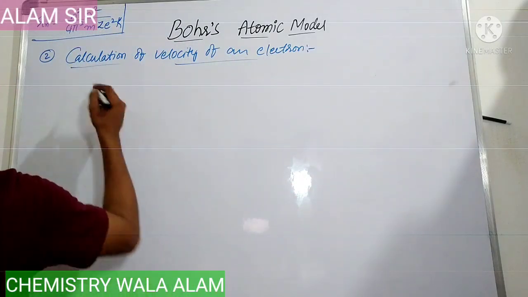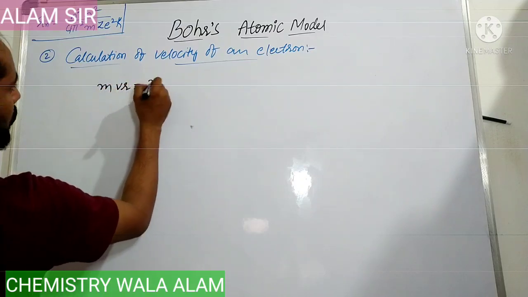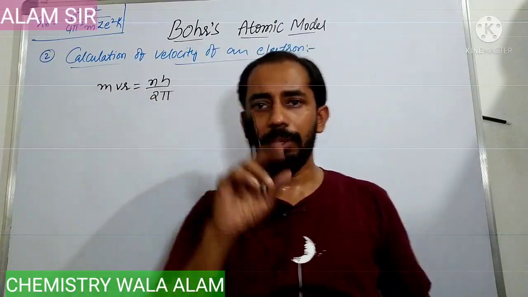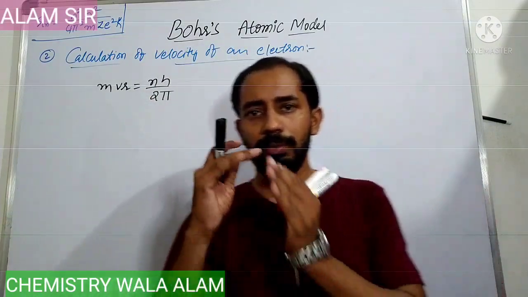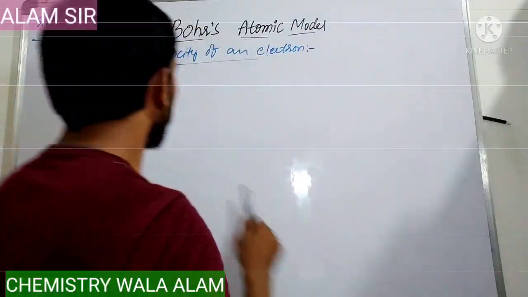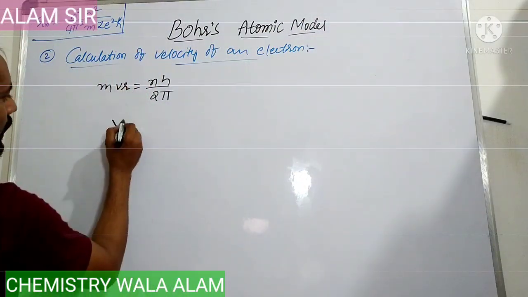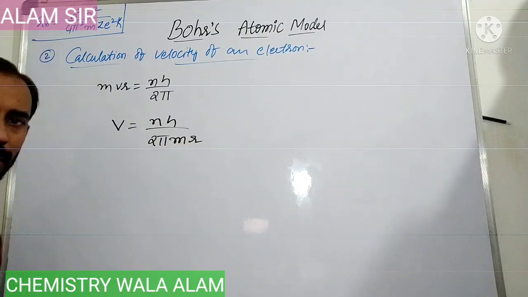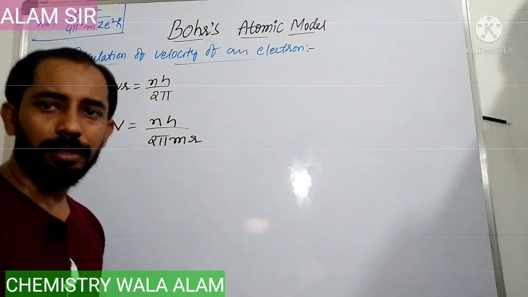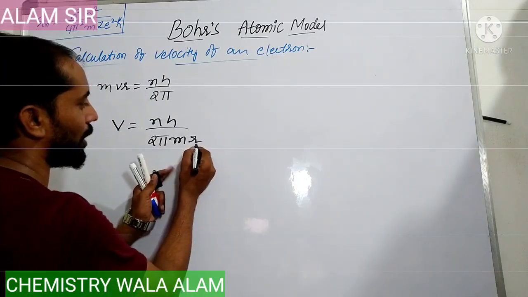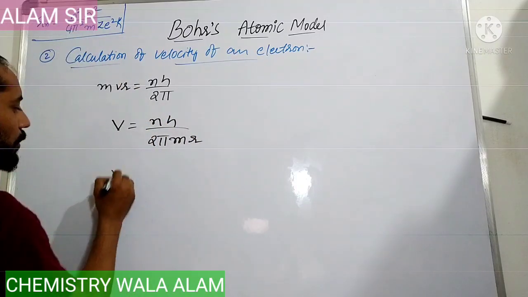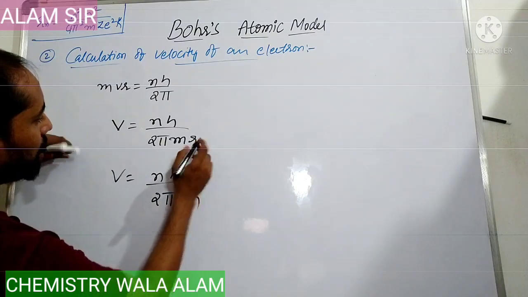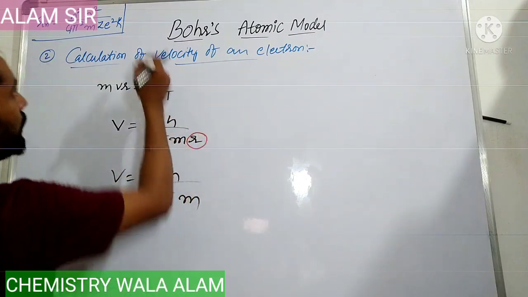Angular momentum m v r equals n h by 2 pi. The electron revolves in a particular shell, and it can shift from the first shell to the second shell to the third shell, like that. So m v r equals n h by 2 pi, then v equals n h by 2 pi m r. But here there is a small change: we have to substitute the r value, which we got earlier.